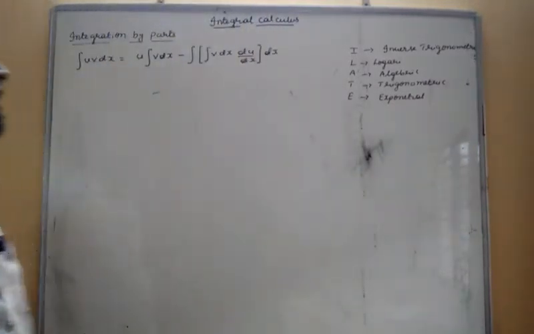So in integration by parts, we can choose u as the first function and v as the second function. The first function should be chosen in this order: first inverse trigonometric, then logarithmic, then algebraic, then trigonometric, then exponential functions. Okay, let us take the problem here.